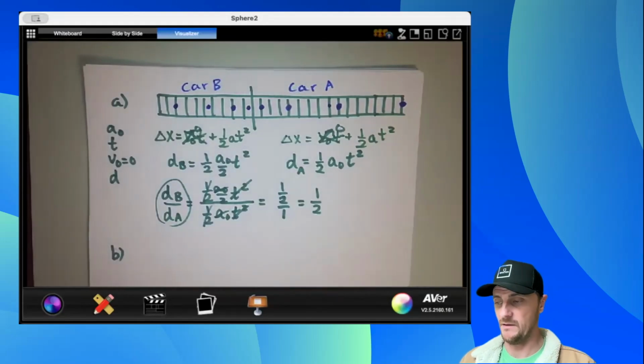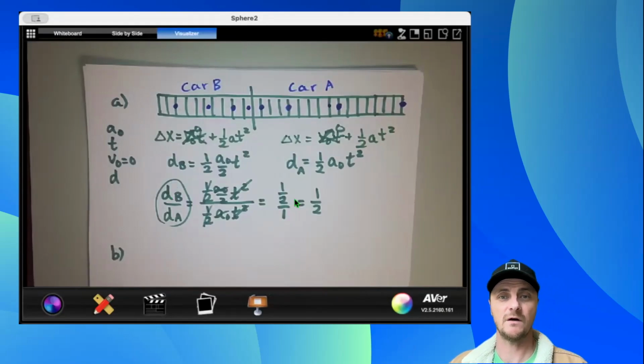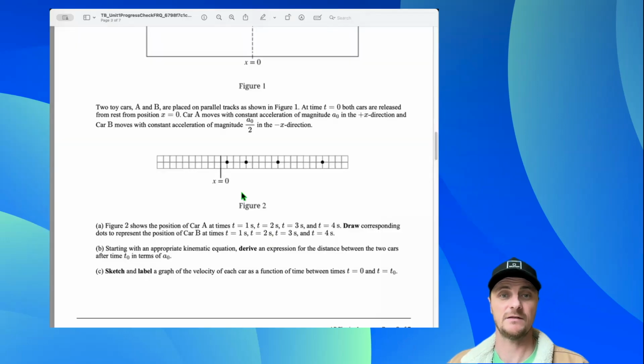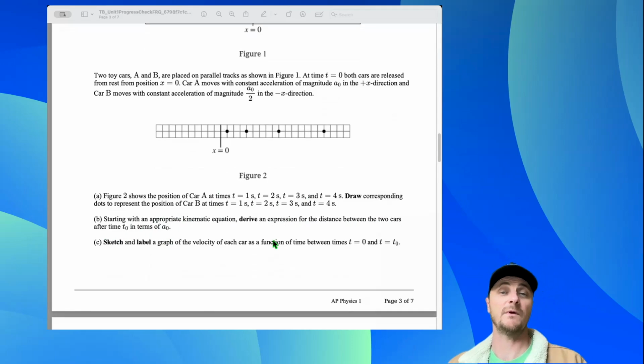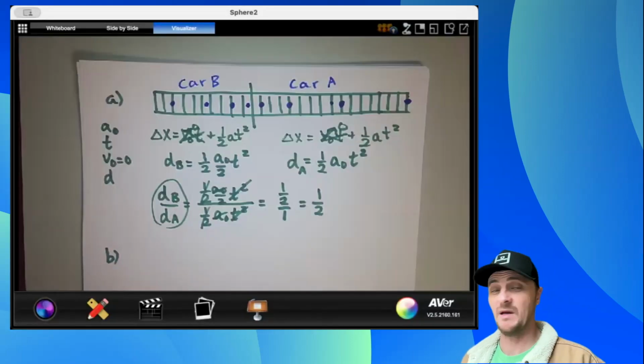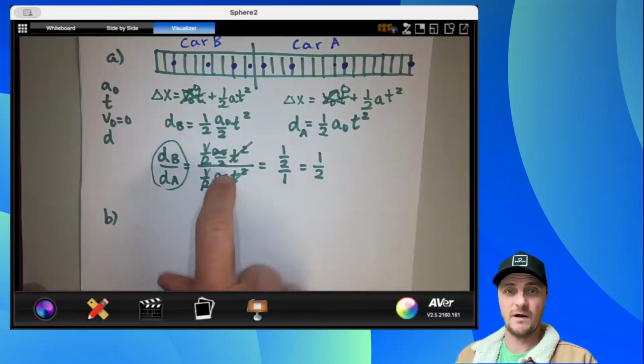Let's go on to part B. So part B is going to ask us to come up with the total distance between the two cars after a time they designate as t naught. Let's check it out. Starting with an appropriate kinematic equation, derive an expression for the distance between the two cars after time t naught in terms of a naught. So they want our answer to have both t naught and a naught involved. And the good news is we already have the expressions we need to make this thing happen. And they're sitting right here.